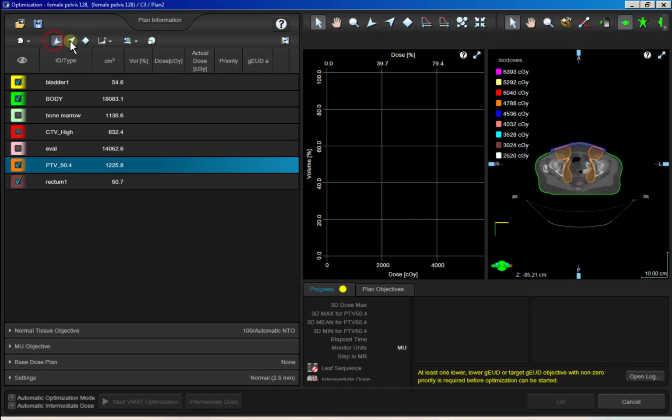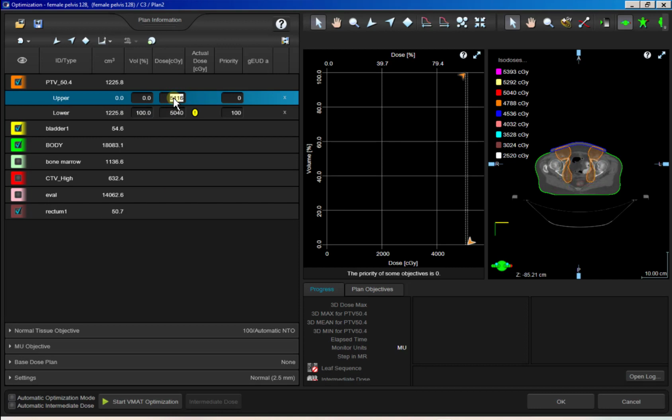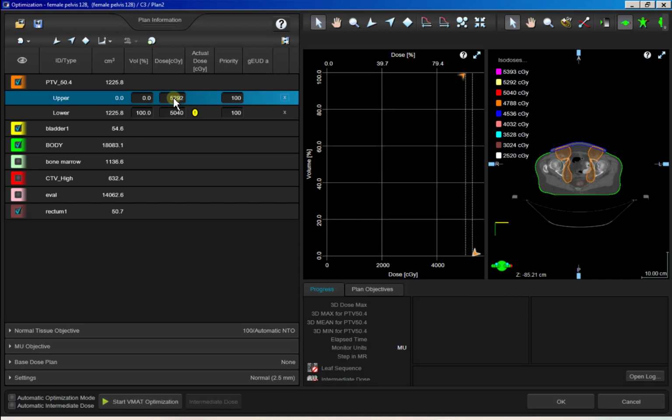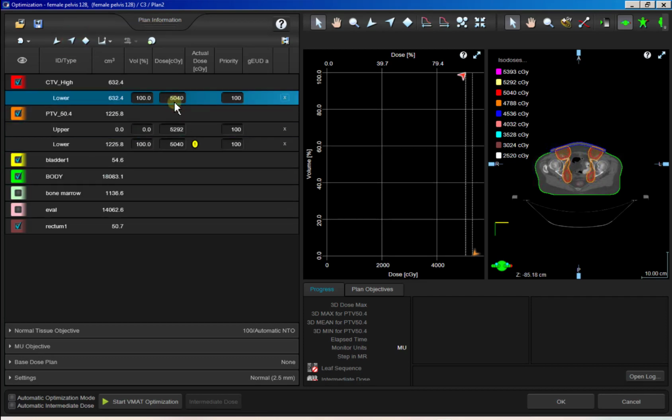Okay, other than that, this is going to be very, very similar to all of our other plans we've done. We have a CTV this week though, so I am going to add a lower on that CTV just so we can make sure we have good control on that dose.